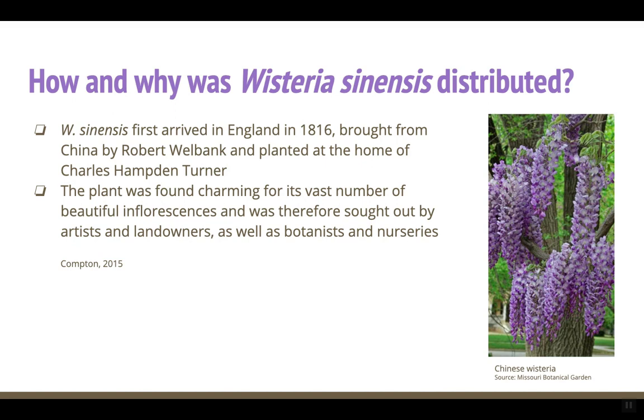Wisteria sinensis first arrived in England in 1816, brought from China by Robert Wellbank and planted at the home of Charles Hampton Turner. From there, the plant not only spread naturally through hybridization and reproduction, but it was also transplanted and traded through English and American trading routes. The plant was found charming for its vast number of beautiful purple flowers and was therefore sought out by artists and landowners as well as botanists and nurseries.